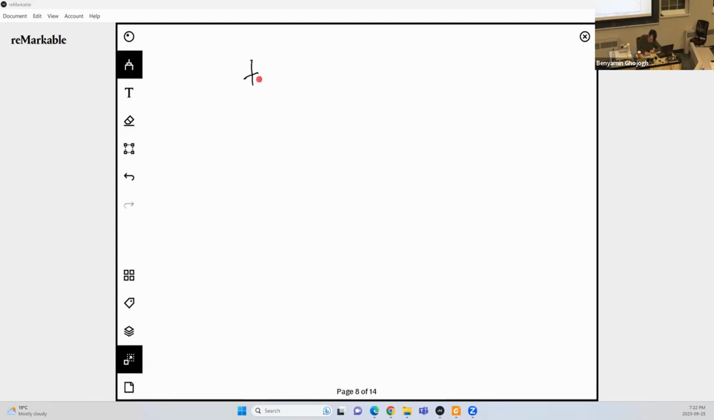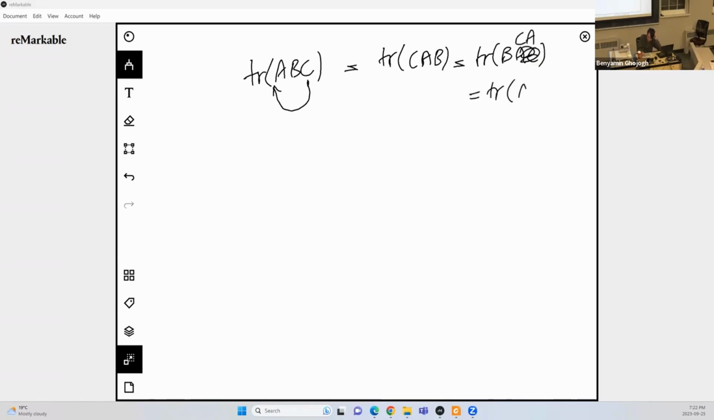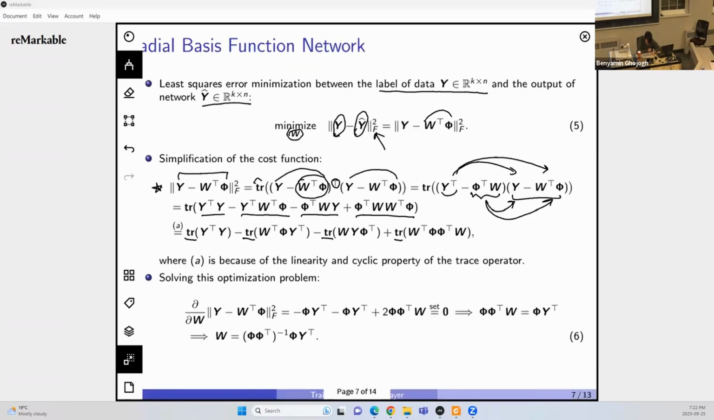So trace of ABC, assume A, B, and C are matrices. You can bring every matrix to the other side and do it repeatedly. For example, it is equal to trace of CAB, equal to trace of BCA, and then again trace of ABC, back to where we were. Okay, so this is the cyclic property of trace.